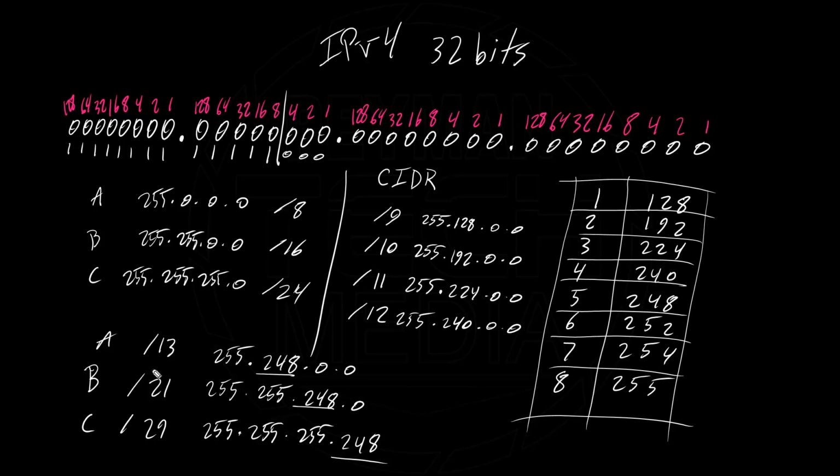So that's why I talked about this one. It is very important to understand that anytime we borrow a specific amount of bits from the host, the result is always the same. Anytime we borrow 1, it's 128. Anytime we borrow 2, it's 192. And of course, the only difference is just on what octet.